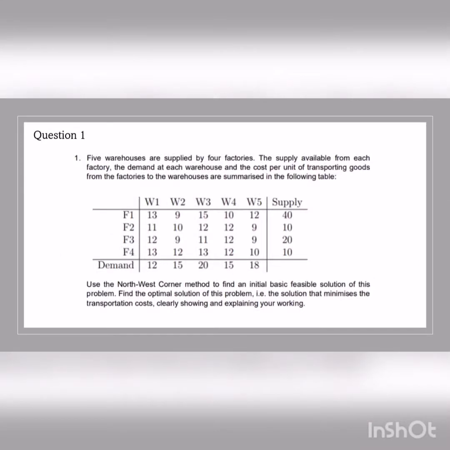This slide is for our question 1. 5 warehouses are supplied by 4 factories. The supply available from each factory, the demand at each warehouse, and the cost per unit of transporting goods from the factories to the warehouses are summarized in the following table. Use the northwest corner method to find an initial basic feasible solution of this problem. Find the optimal solution of the problem, i.e., the solution that minimizes the transportation cost, clearly showing and explaining your working.